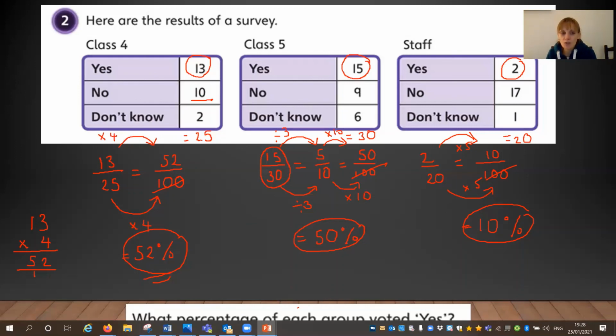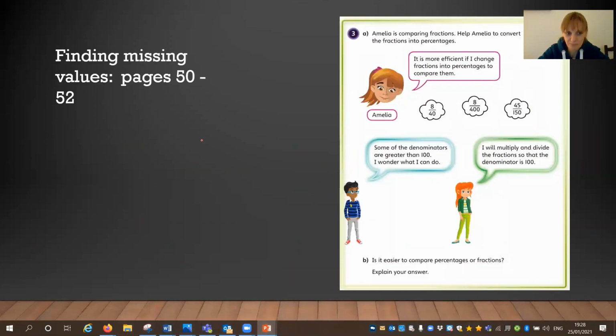If you're still a bit confused, you can always send me a message if you want a bit more help on this, all right? But it's good practice to maybe do that. And you could even do the same for the don't knows, all right?